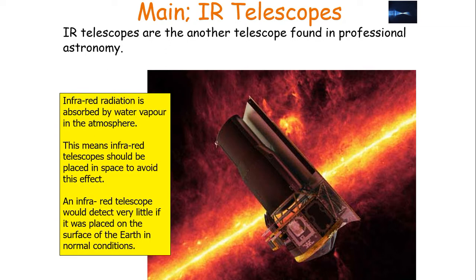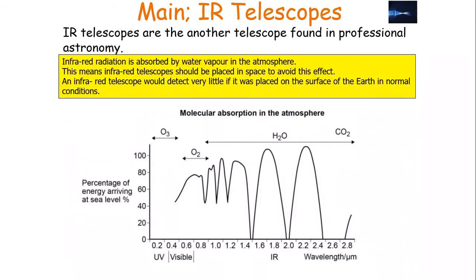Now, another issue you find with infrared telescopes is that infrared radiation is absorbed by water vapor in the atmosphere. This means the infrared telescope should be placed into space to avoid this effect. Now, an infrared radiation telescope would detect very little if it was placed on the surface of the Earth in normal conditions.